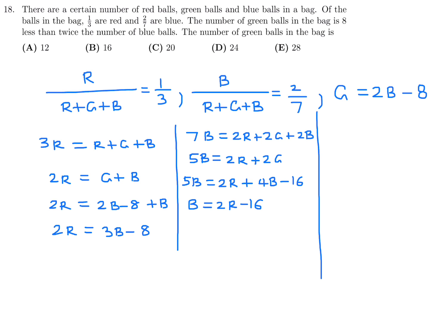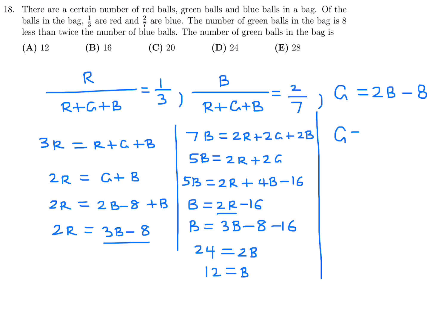All right, let's see where else I can go. Well, continuing with this, 2r right here, I know is 3b minus 8. So I'll just substitute that in, 3b minus 8 minus 16. And then collecting like terms, 2b is going to be 24, and therefore b is 12. So a little bit of manipulation, we got b equal to 12.